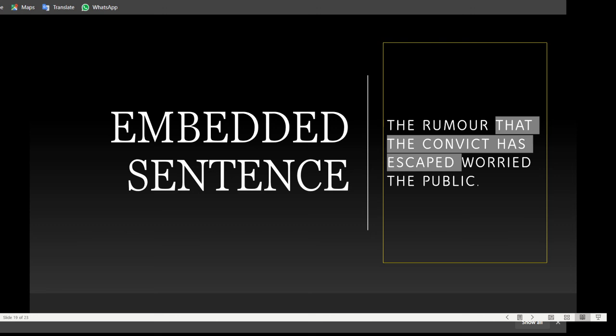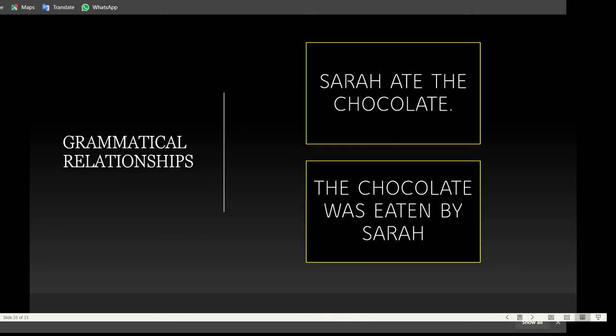Then grammatical relationships. Look at the sentence. Geeta ate the mango. The mango was eaten by Geeta. Even though these sentences are one and the same, having the same meaning, going by IC analysis, we follow two different cuts in cutting these two sentences. The grammatical relationship is not brought out and these are treated as isolated sentences.